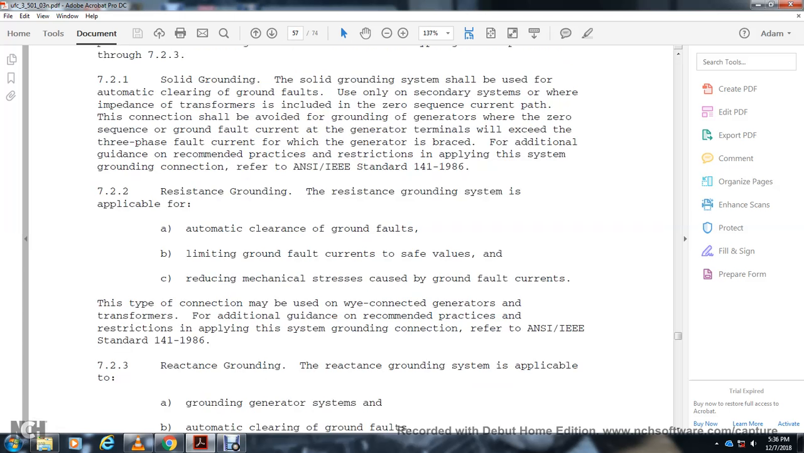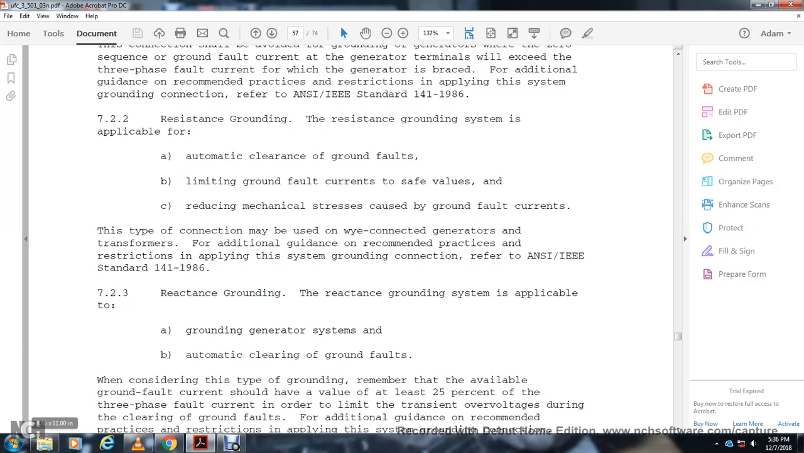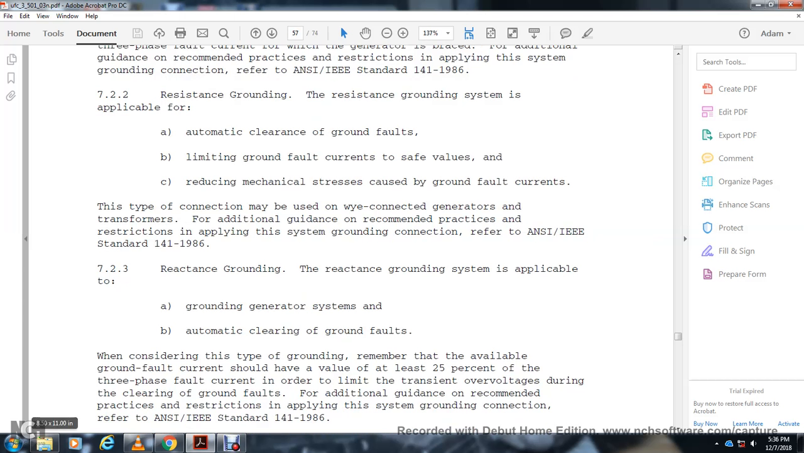Reactance grounding. The reactance ground system is applicable to the ground generator system and the automatic clearing of the ground fault. When the consideration type of the grounding, remember the variable of the ground fault current shall have the value of at least 25% of the three-phase fault current in order to limit the transient of the voltage during the clearing of the ground fault. For additional guidance of the recommended practice restriction applying to the system grounding connection refer to the ANSI IEEE standard 141 1986.